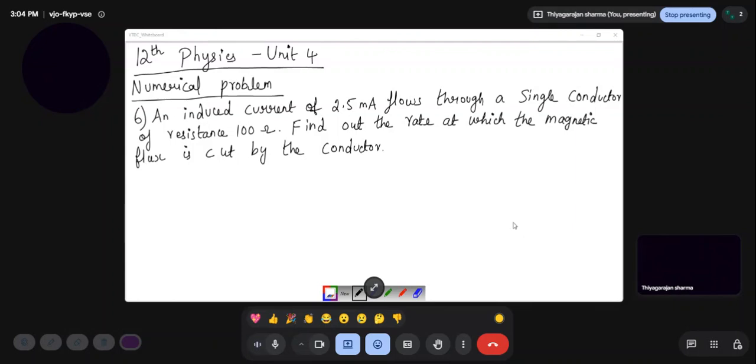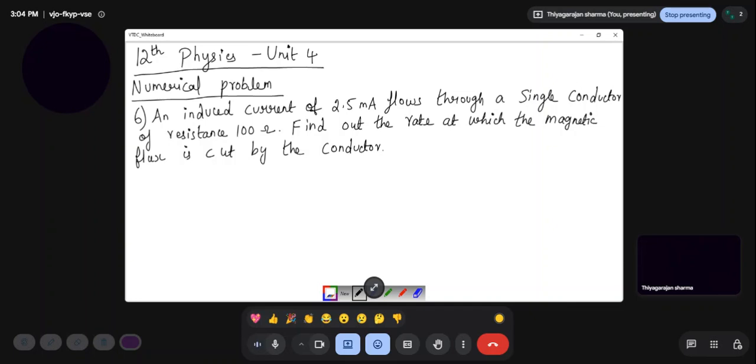So today's class we are going to deal with the numerical problems of 12th standard physics, unit 4, electromagnetic induction and alternating current. So coming to the book back numerical problem, question number 6. An induced current of 2.5 milliampere flows through a single conductor of resistance 100 ohms. So find out the rate at which the magnetic flux is cut by the conductor.